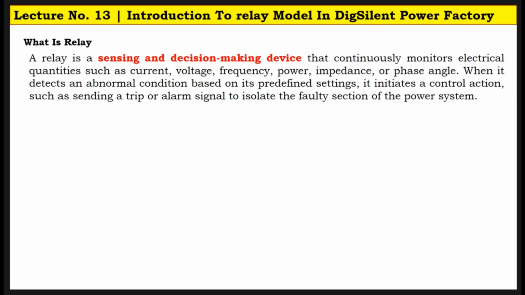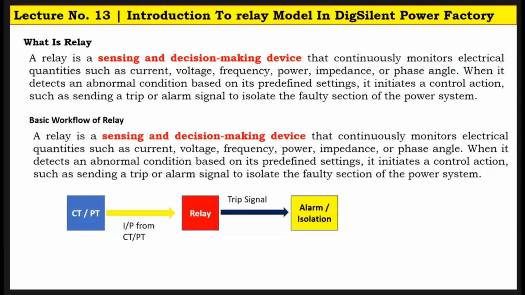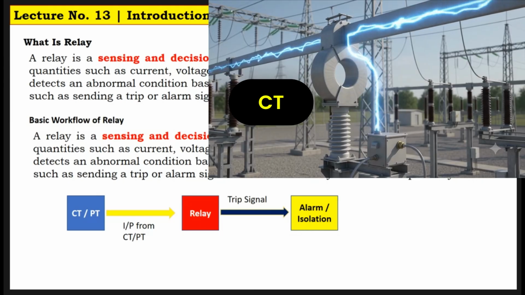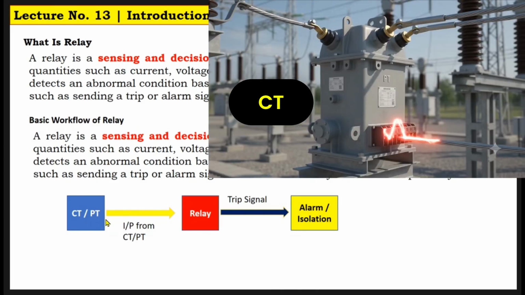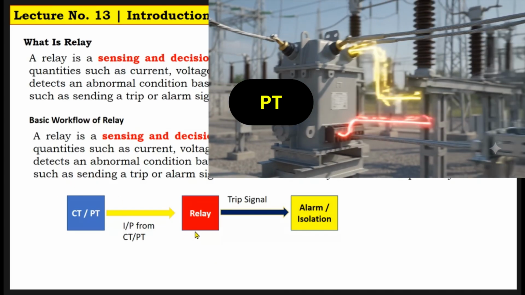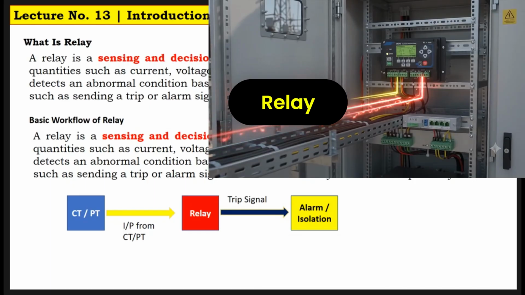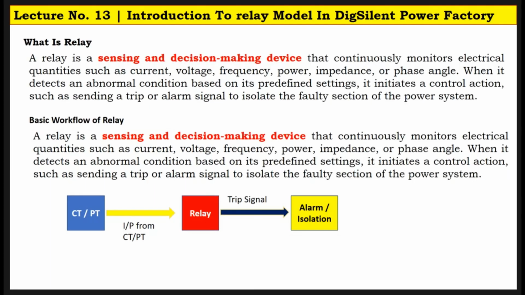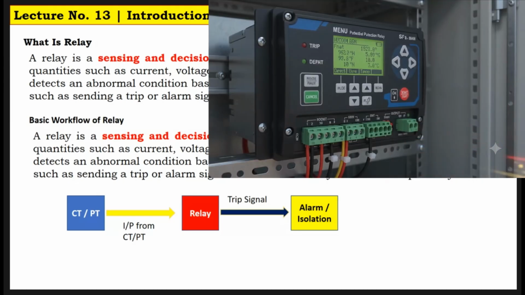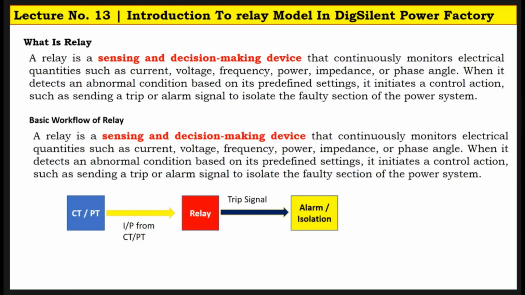Now we will see the basic workflow of the relay. Look at this diagram. The CT and PT provide the corresponding measurement signals to the relay. The CT provides the current signal and the PT provides the voltage signal to the relay. The relay processes these measurement signals and compares their corresponding electrical quantities with its predefined protection settings.